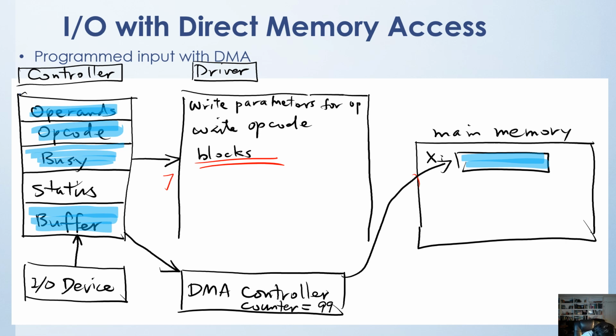So the buffer is also emptied, right? And then the controller is going to copy the next piece of data from the device to the buffer. Now once the buffer is full, the DMA is going to do the copy. So the DMA is going to copy the data from the buffer to the memory.